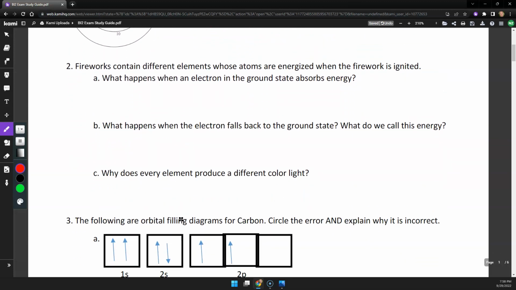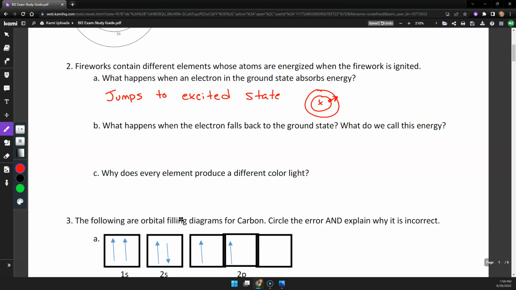Question 2. Fireworks contain different elements whose atoms are energized when the firework is ignited. What happens when an electron in the ground state absorbs energy? So when we heat it in the flame test, we're moving those electrons up to the excited state. So it jumps to the excited state. And that would mean we're going from here to a higher level.